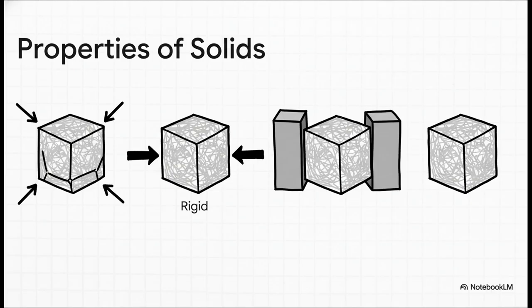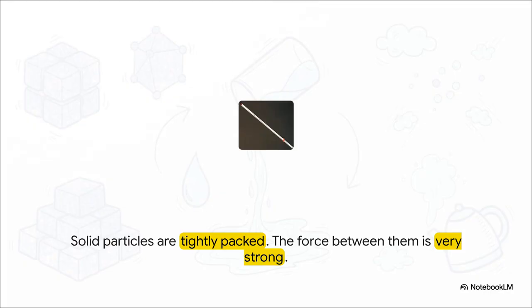A book doesn't just change its shape, right? They are also rigid, which means they resist being bent or squashed. And because of this, they have what we call negligible compressibility. You can't really squeeze them into a smaller space. So, the question is, why do solids behave this way?